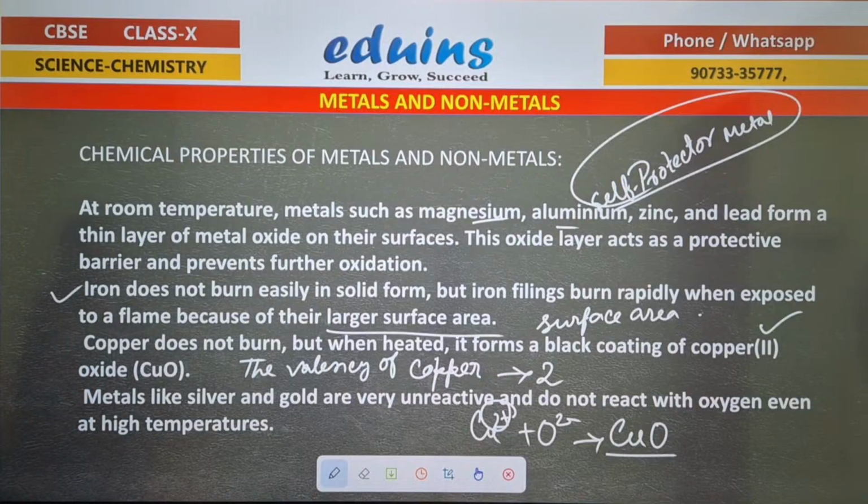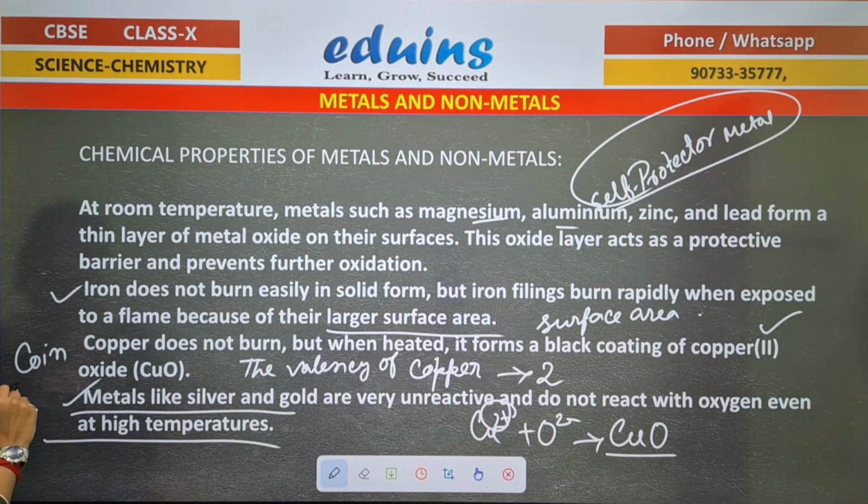Metals like silver and gold are very unreactive and do not react with oxygen even at high temperatures. This is called the noble metals. When the question is asked, what are the noble metals? Metals like silver and gold are very unreactive and do not react with oxygen even at high temperatures, because of their stability and non-reactive nature. Gold, silver and platinum are the noble metals, and they are also called the coin metals.